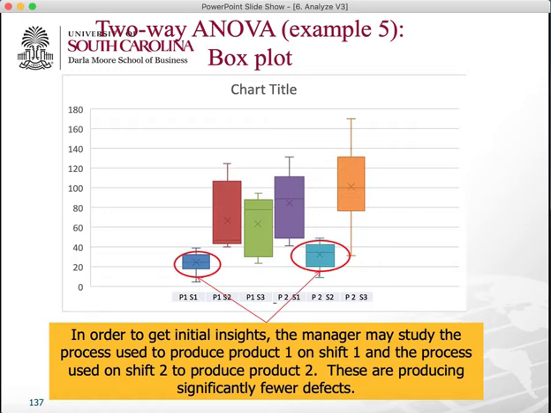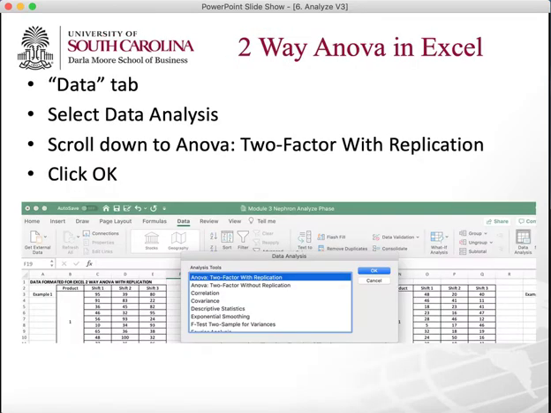If I want to take a look at how to produce, but shift one is not very good in product two, right? Which is the purple one. But shift two is very good in product two. So I can take a look and see which ones are best to teach the other ones to rework and redo our standard work procedures, if we have standard work procedures, to train the others to do the same.